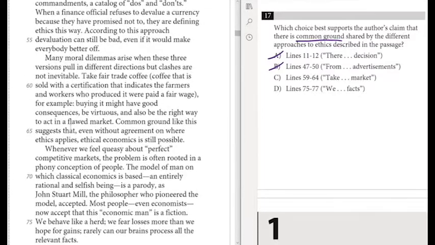So 59 to 64, take fair trade coffee, coffee that is sold with a certification that indicates the farmers and workers who produced it were paid a fair wage. For example, buying it might have good consequences, be virtuous, and also be the right way to act in a flawed market. So what's happening here is that having good consequences is describing the first outlook, being virtuous is describing the second outlook, and being the right way to act in a flawed market might be the third outlook. And let's go ahead and look at those detail by detail.